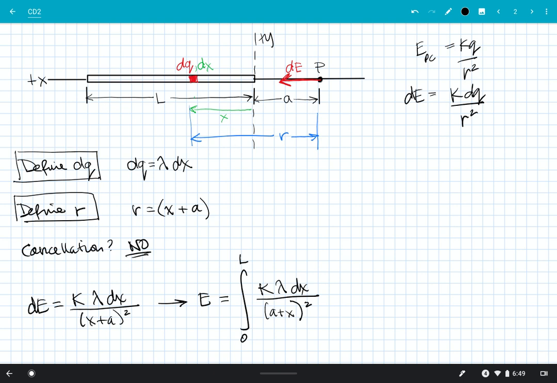And yeah, I can go back and write that lambda in terms of my charge Q and L. We could do that. So that would end up being k Q over L. All those would be constant, outside of dx over a plus x, or x plus a, doesn't matter, squared. And that would be 0 to L.